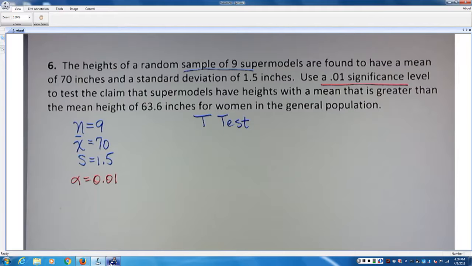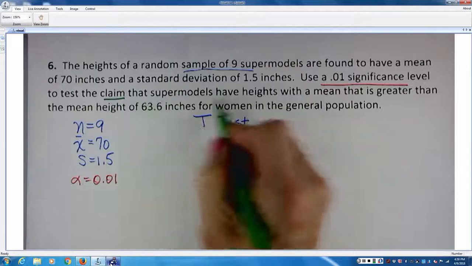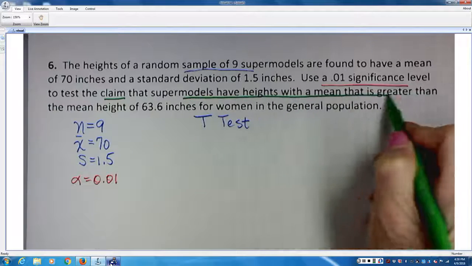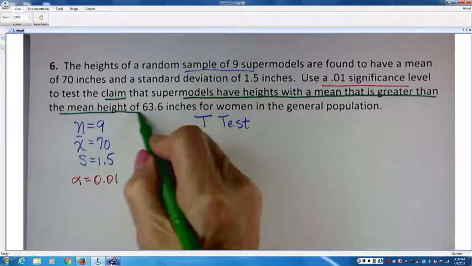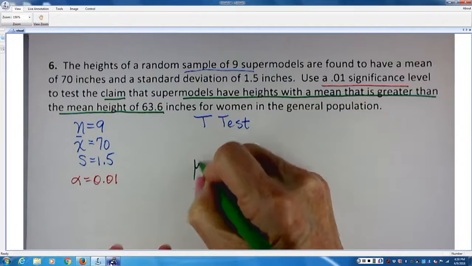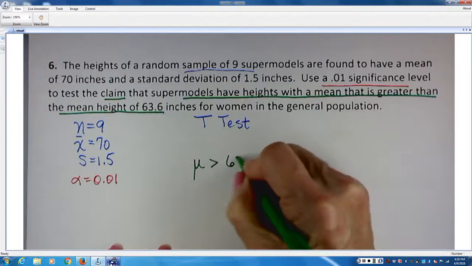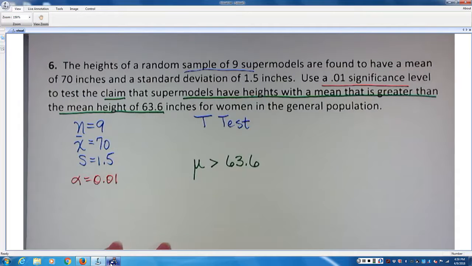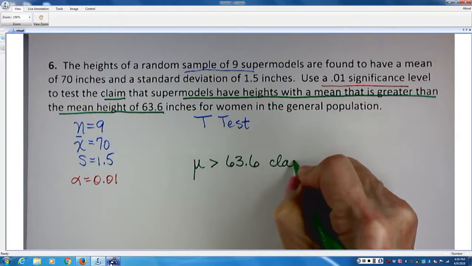And test the claim that supermodels have heights with a mean that's greater than the mean height of 63.6 inches for women in the general population. So basically we're trying to use a sample of supermodels to prove that they're taller than most women. So that's the claim that we're testing.